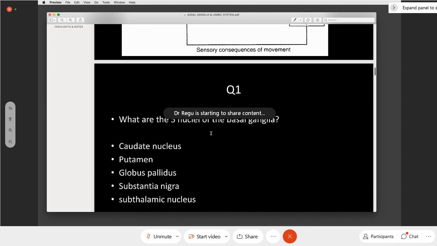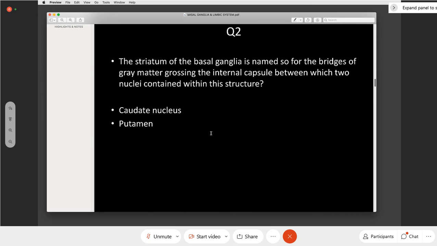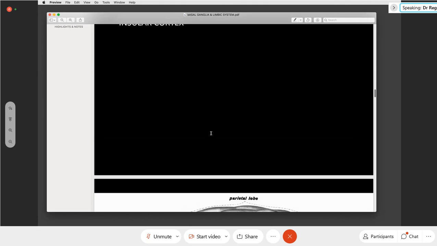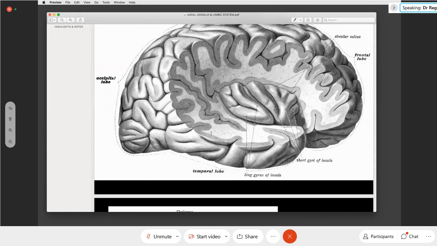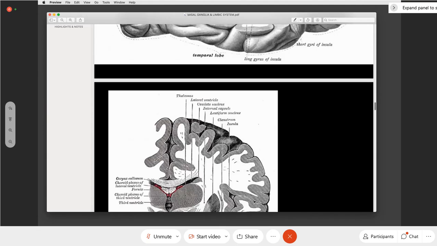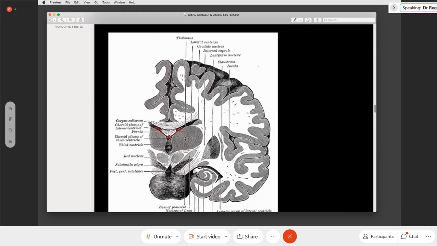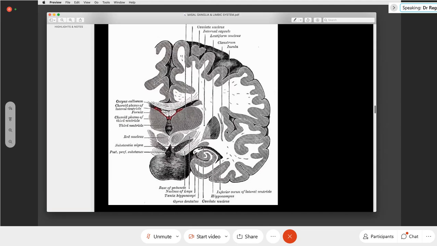Let me share some other images with you. Okay, so now we go back to this. I've shown you some similar images. This is just another image of the insular lobe and where it is located. When you look at the coronal view, this area is the insular cortex. This is the operculum, the frontal temporal operculum, and this is the insular cortex.